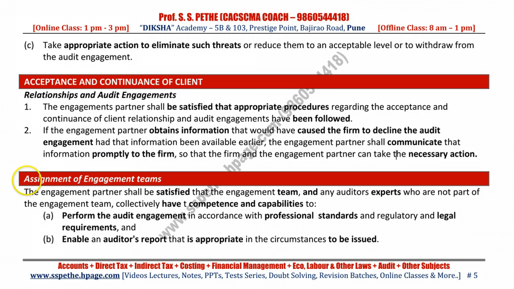After that comes assignment of engagement team. The partner shall be satisfied that the team and any auditor's experts who are not part of the team collectively have competence and capabilities. So these two words are important. Competence and capabilities should be there to perform the audit engagement in accordance with professional standards and legal requirements, and enable an auditor's report that is appropriate in the circumstances to be issued.